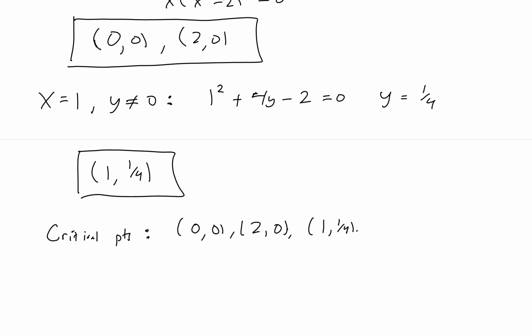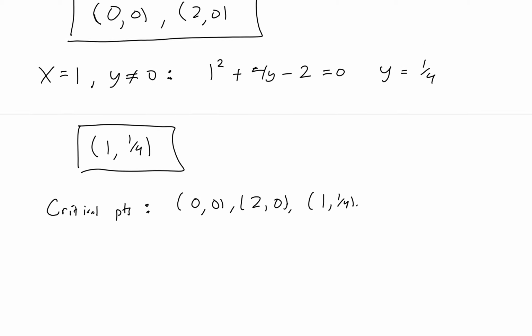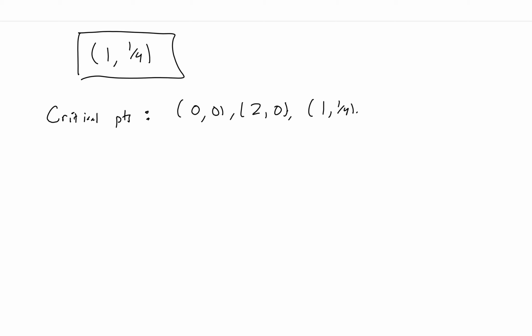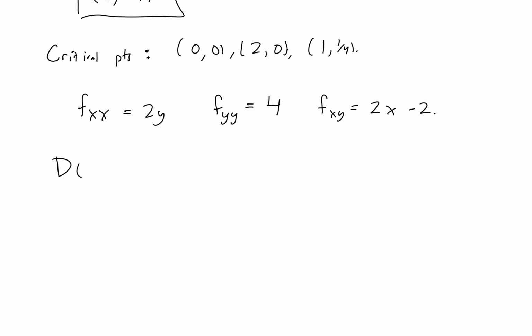And now I need to check whether these are local maxes, mins, or saddle points. So we do that with the second derivative test. So we have to take all of the second derivatives. The second derivative of f with respect to x is just going to be 2y. The second derivative of f with respect to y is going to be 4, and then f sub xy is 2x minus 2.